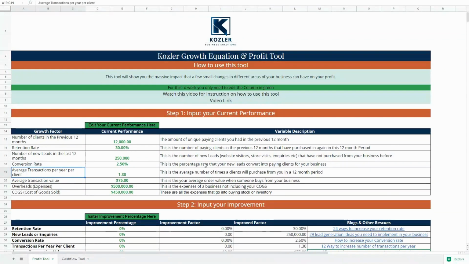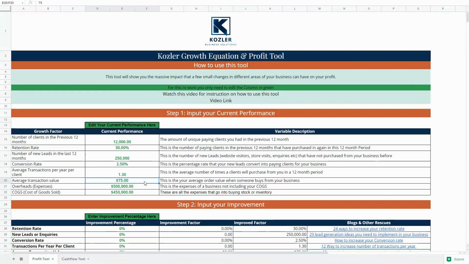Then your transaction value. On average, when someone does a transaction with you, what average transaction value is that? Are they coming in and doing $100 worth of value, or for this business, for example, $75 in value? Every time, on average, some people are doing 150, other people are doing 50. It all equals out to $75. And then what are your overheads?